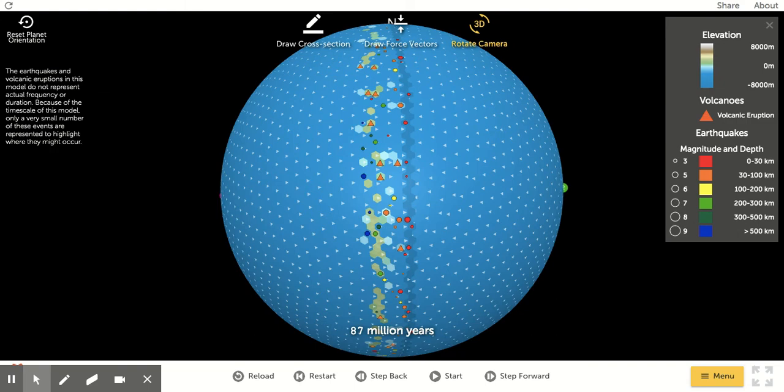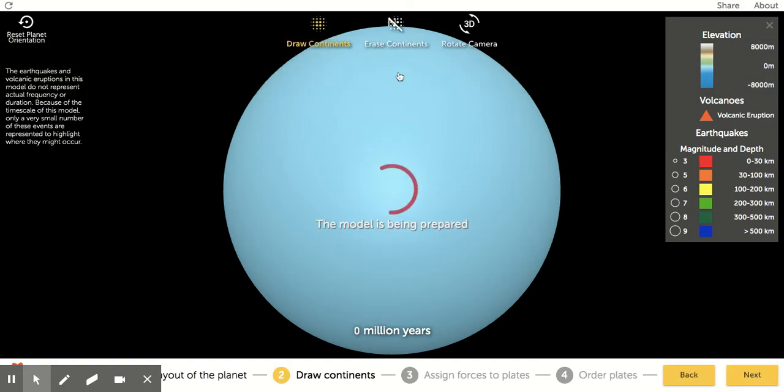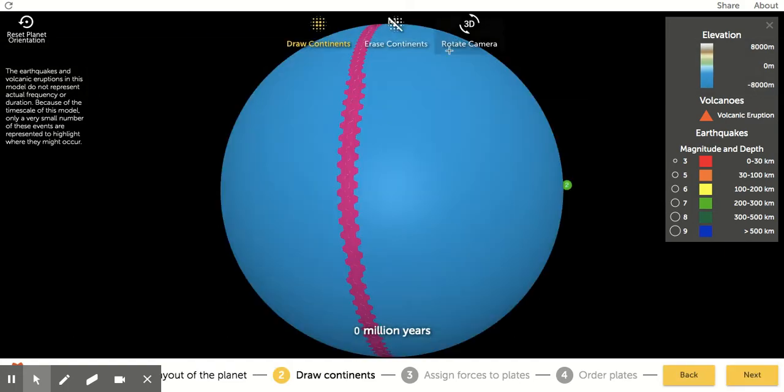Okay, guys, so we're back for part two here. What we're going to need to do is hit reload right down here. Going to reload everything, and we're going to go back to two plates. If you want to rotate, you hit the little 3D right here and rotate and kind of get it centered up a little easier.